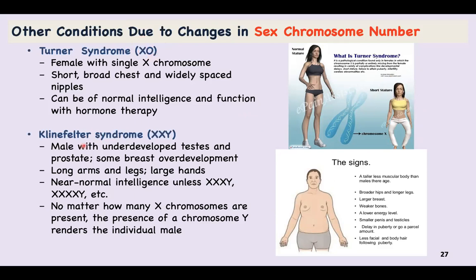X0. Kalau Klinefelter syndrome, XXY. Okay, XY is male. Tiba-tiba ada extra X. So, dia develop female punya karakteristik. So, kalau you tengok gambar dekat sini, this is a male. Tapi dia ada larger breast and also weaker bone, dia ada lower energy level, dia ada smaller penis and testicles, dia delay in puberty. These are the sign of Klinefelter syndrome. Maksud dia ada extra female punya karakteristik, extra X kat situ.